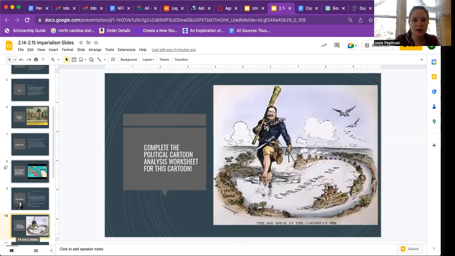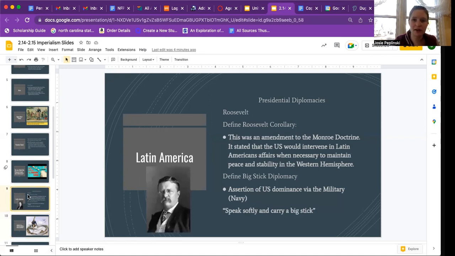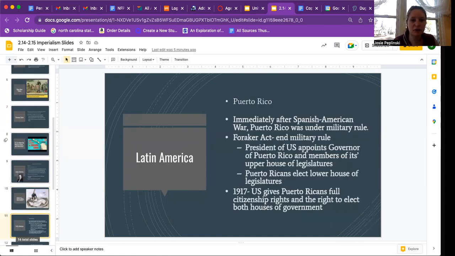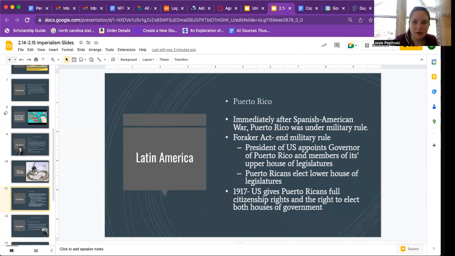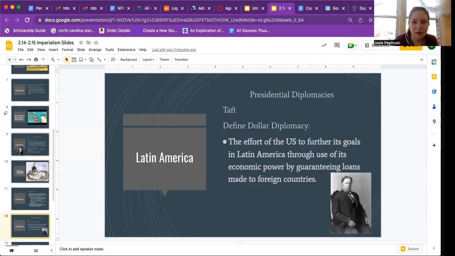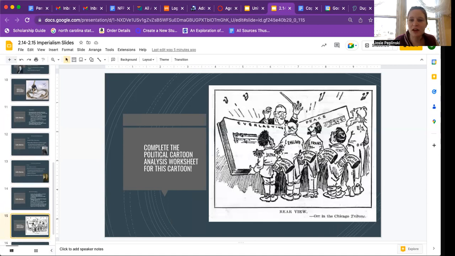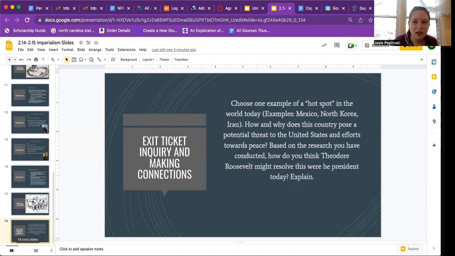We also talked about Latin America yesterday, and here is another cartoon for you. If you're in class, I'll review these slides with you again, but if you are just watching on video because you are absent or you're watching to review, I just went over these in the last video. We also got some information on Puerto Rico, dollar diplomacy, moral diplomacy, and the Mexican rebellion. These are all things we discussed yesterday that I will review briefly again in class if needed. And we have one more political cartoon.